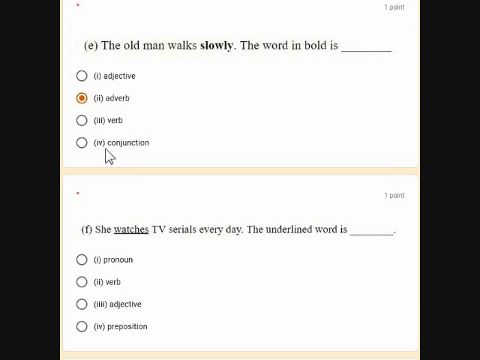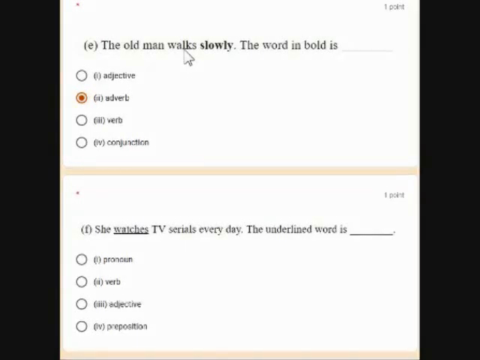Why is it not an adjective, verb, or conjunction? Because we have just studied that an adjective modifies a noun. It is not a verb. Why? Because a verb shows an action. It talks about being or possession. Now, it is not a conjunction as well. Why? Because a conjunction, as we have discussed, is a word that joins two words, groups of words, or sentences. So the correct answer is option number 2, adverb.